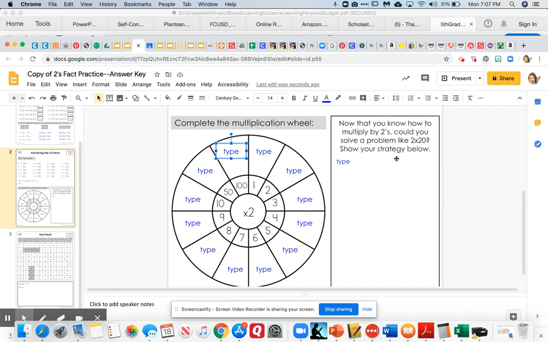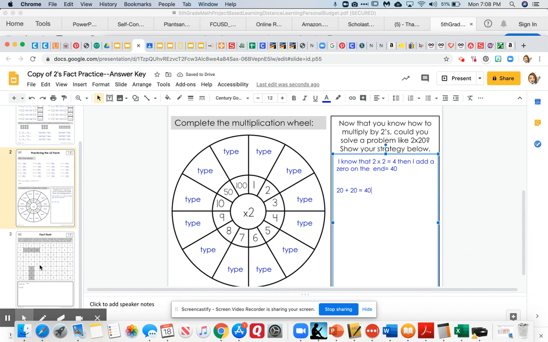Okay, and then it says, now that you know how to multiply by 2s, how could you solve a problem like 2 times 20? Well, I know that 2 times 2 equals 4. Then I add a 0 on the end. So 2 times 20, I add a 0 on the end, so I would get 40. You can also check that by saying 2 times 20 is the same as 20 plus 20, and so that is equal to 40. Okay?